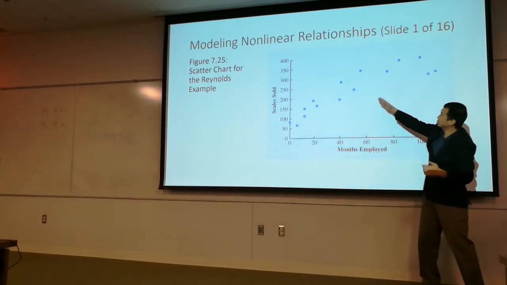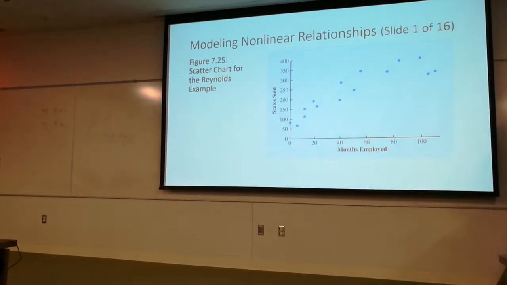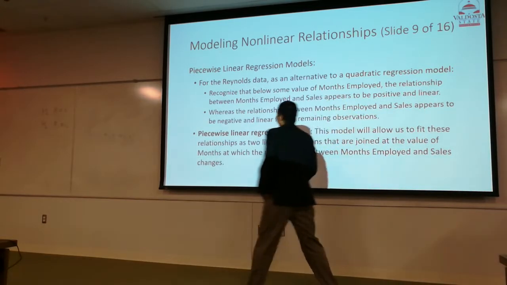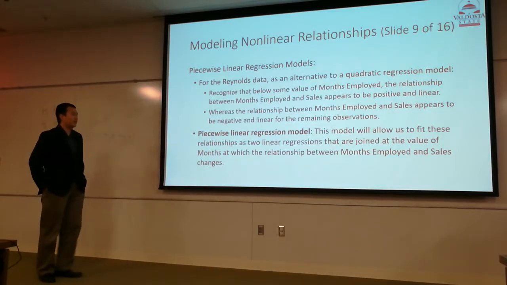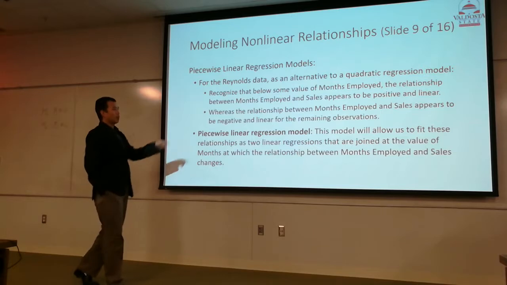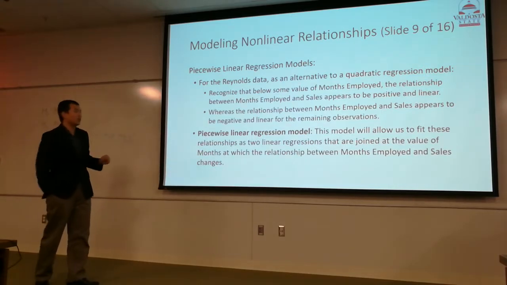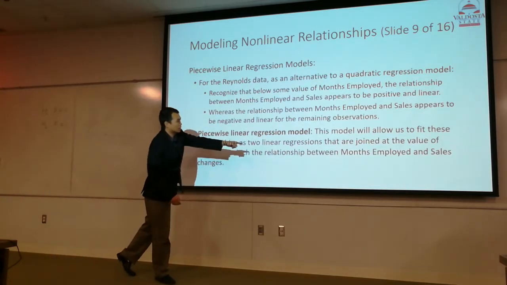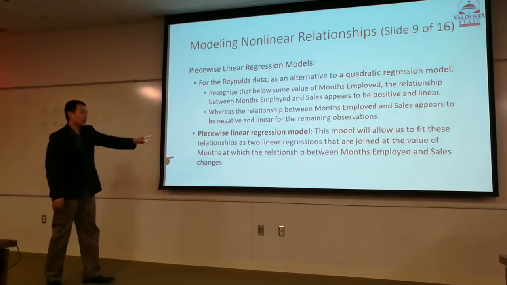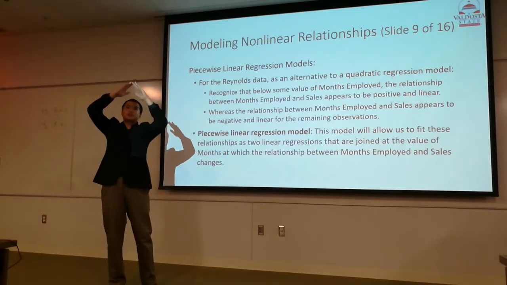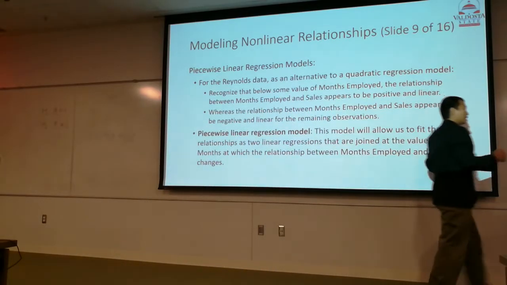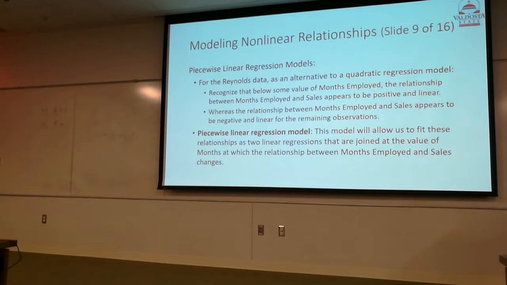Can we consider that model? Yes, we can consider that model. If we go back here, it's the piecewise model, but we still use the Reno data. That's another option we have. The piecewise linear regression model allows us to fit the relationship using two linear regression models that are joined at the value of the month at which the relationship between the month and sales changes. So this is a peak point. The relationship changes at this point. So the piecewise linear regression model can also be employed to fit that data.